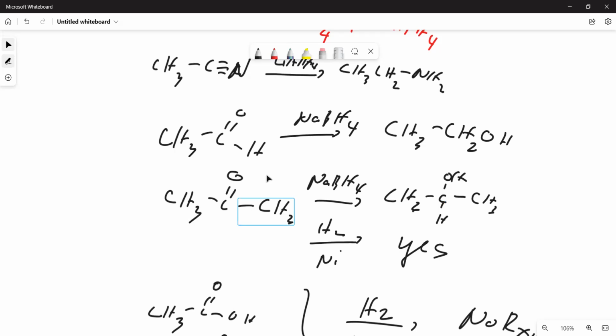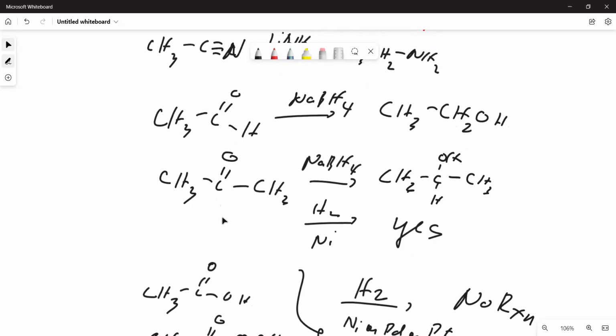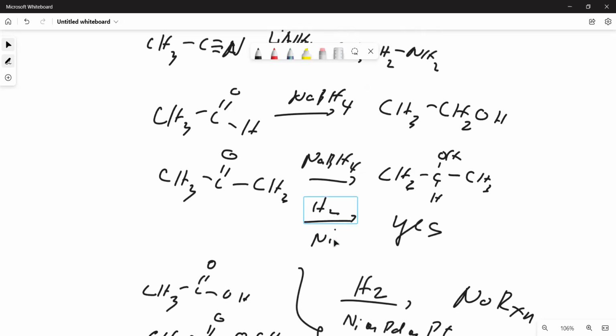So can this be reduced by lithium aluminum hydride instead of sodium borohydride? Yes, because lithium aluminum hydride is a stronger reducing agent than sodium borohydride. Okay, these two can also be reduced through hydrogenation in the presence of a metal catalyst. Pwede din.